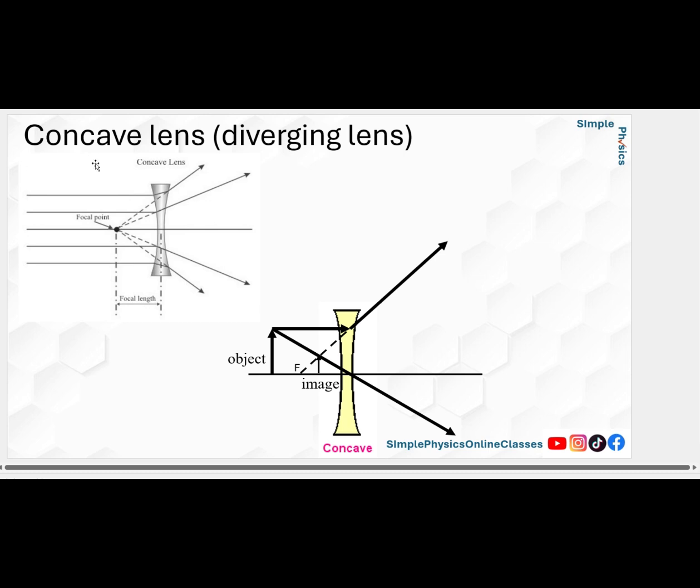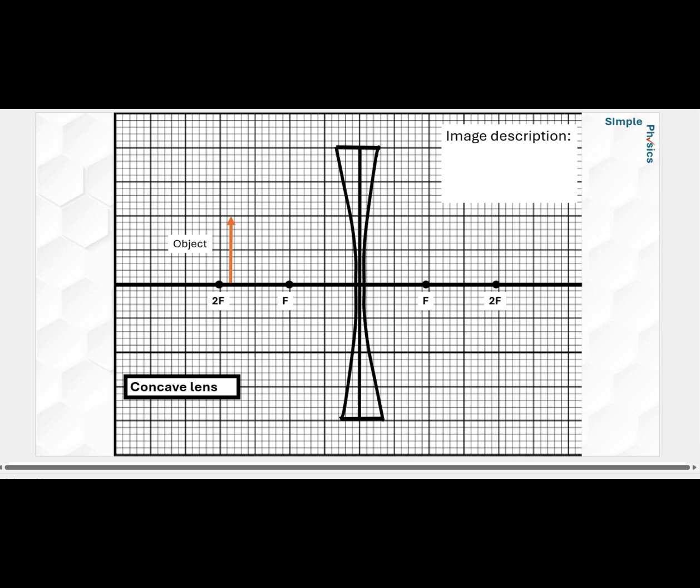All right. Then you've got your concave lenses. So how do you do a concave one? So as I said, first one goes through the center.